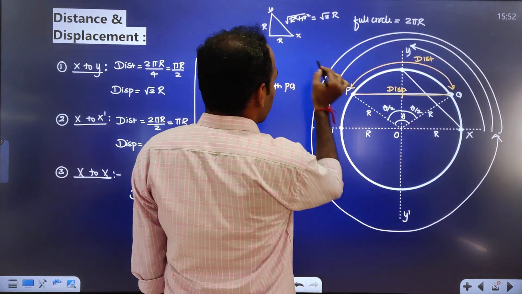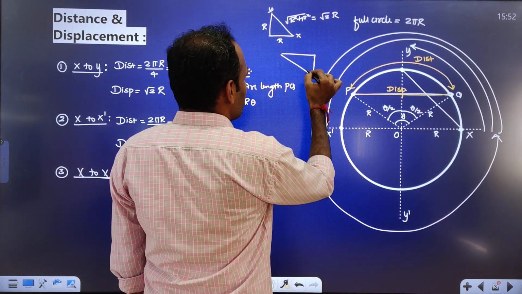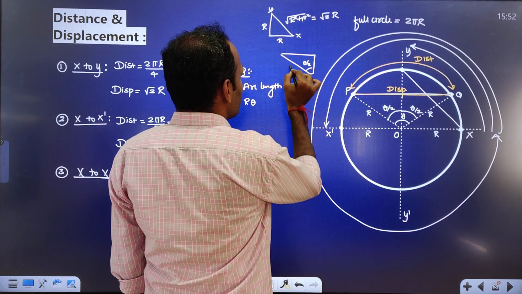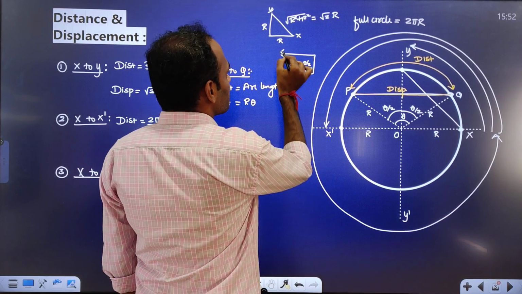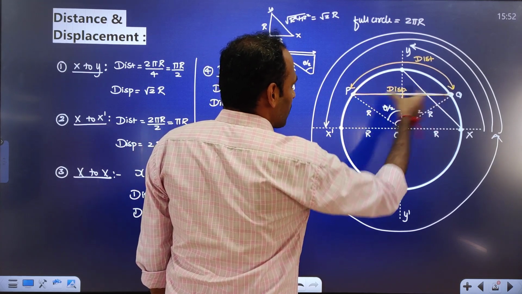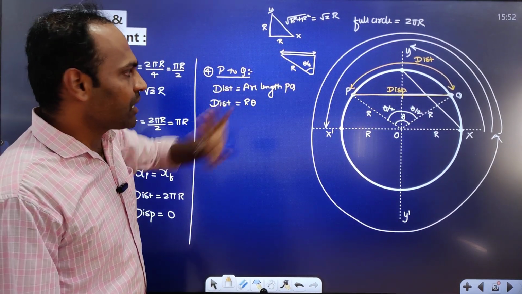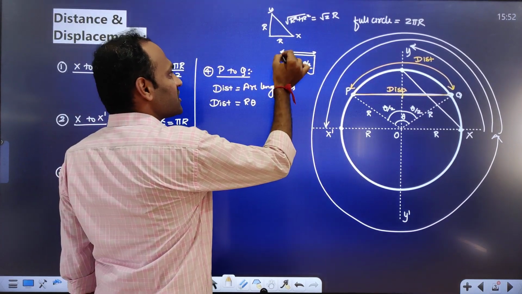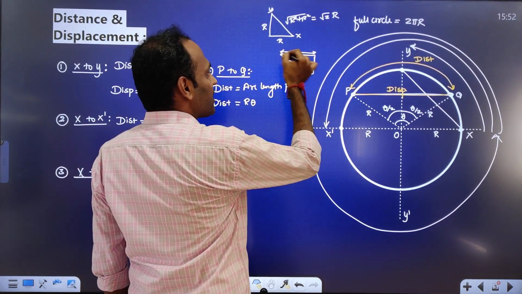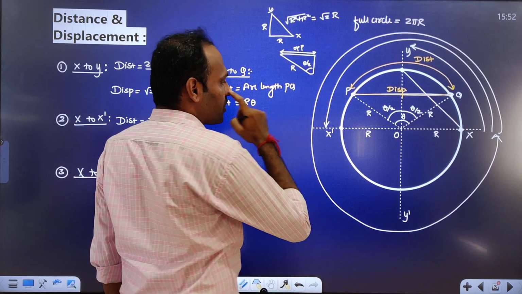So here we have a triangle now, and the triangle is like this. Here we have an angle called theta by 2. This is r. We want this side. This distance and this distance, if we add both, we get the displacement. Correct? So this is the hypotenuse. R is the hypotenuse. And this side we call the opposite side. This is opposite, this is adjacent, and this is hypotenuse.